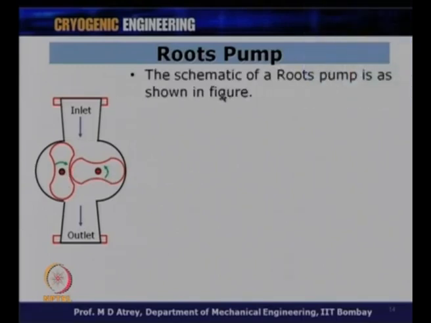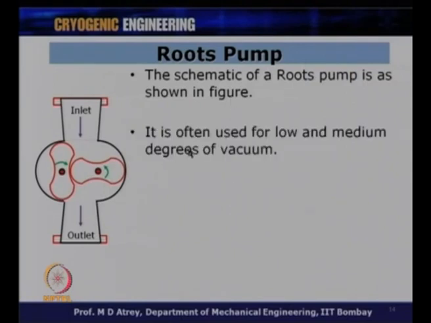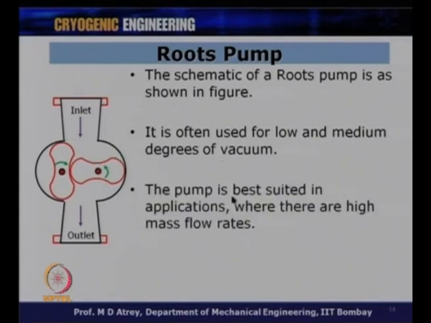This kind of arrangement is done in a roots pump. The schematic of the roots pump is as shown in this figure. It is often used for low and medium degrees of vacuum. So, roots pumps are used at various places, but not for very high vacuum requirements. Most of the time the roots pumps are preferred in order to reach vacuum very fast, because the vacuuming rates here are much faster. The pump is best suited in applications where there are high mass flow rates. So, if you want very high mass flow rates, or you have a very big system to vacuum, one can use a roots pump.